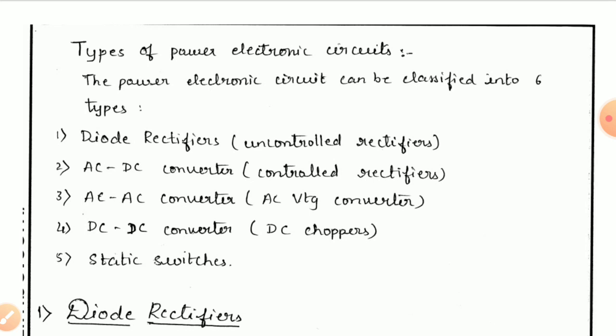Power electronic circuits are classified into 6 different types. One is diode rectifiers, also called uncontrolled rectifiers. Next is AC to DC converters, called controlled rectifiers. Next is AC to AC converters, called AC voltage controllers. Then DC to DC converters, called DC choppers. Then we have static switches, and one more, the 6th type, the cycloconverter.